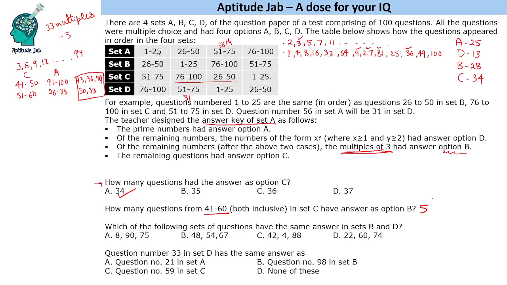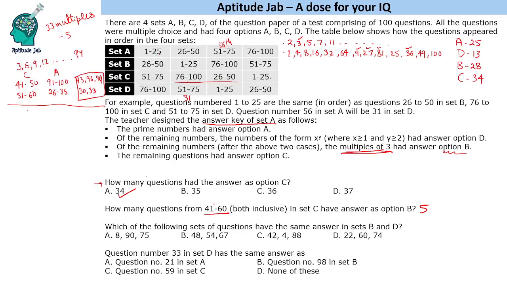Okay, then we move on to the next question, which says which of the following sets of questions have the same answer in sets B and D. So what we will have to do is find the corresponding numbers for all these questions in set A and then find the answer options. So a difficult question to do. Ideally a person can attempt this one, because in this you need to check for only three options. So one could do this, but this is definitely not a first choice of questions. This could have been done later. Okay, but let's do this.